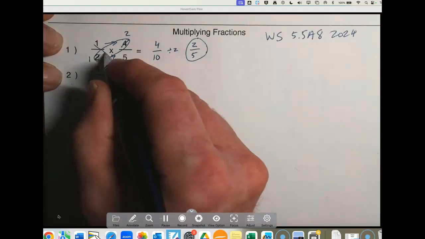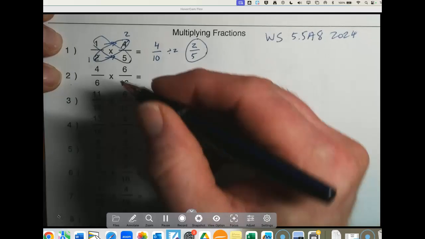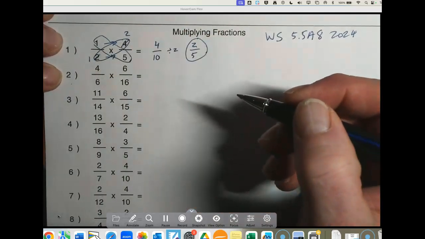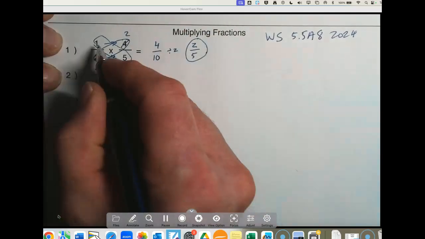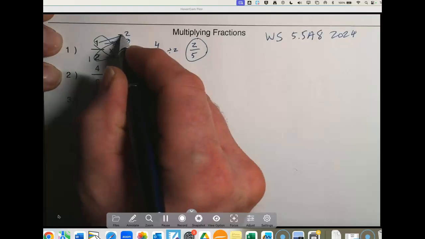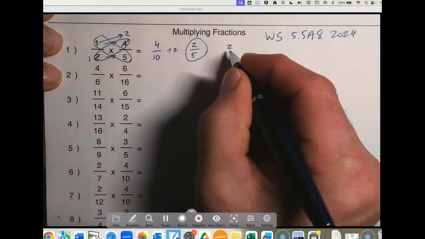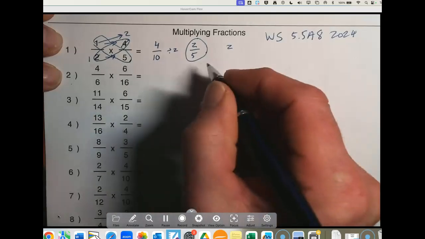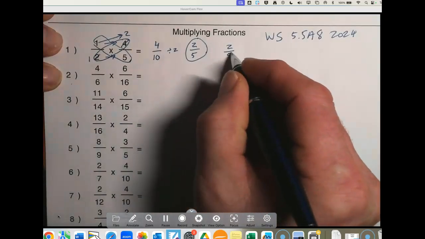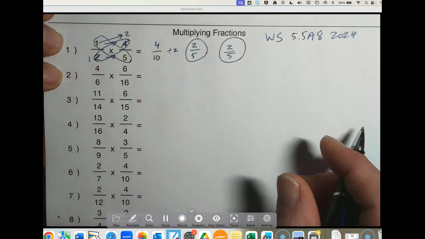And then I look this way. Is there anything I can divide by? No. I look up and down. No, I can't. These are in simplest terms all the way around. So then when I multiply 1 times 2, I get 2. 1 times 5, I get 5. And I'm in simplest terms right off the bat.